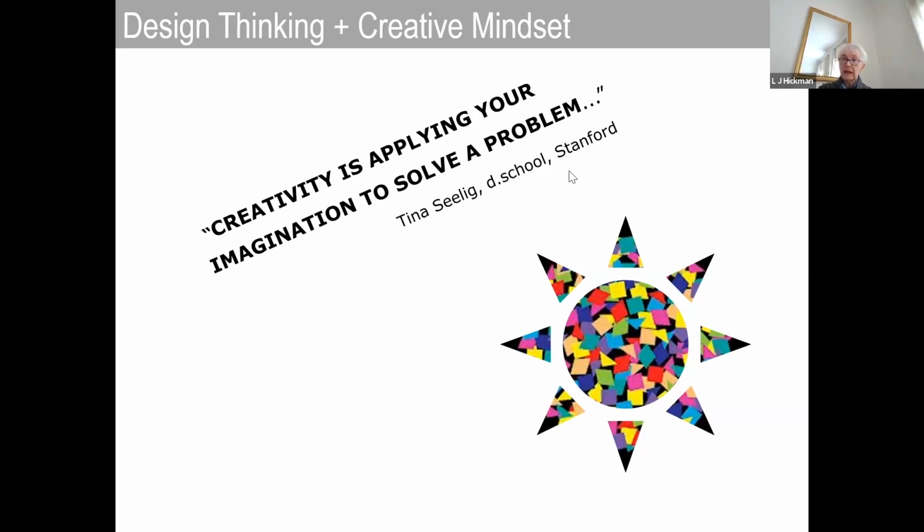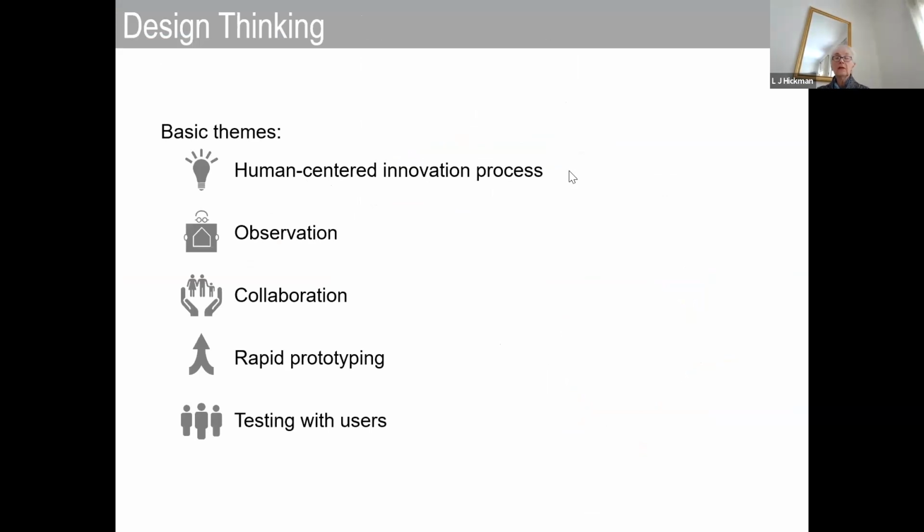So when we look at the basic themes, we see that it's a human-centered innovation process. Observation is very much needed, and we could call that perspectives and multiple perspectives. Collaboration, rapid prototyping, testing with users. Now, you might know the 5 steps that are often quoted for this. And really, when you think about it, empathy, defining, ideating, prototyping, testing, those are all the themes. And yes, entrepreneurs need to do all of those, but sometimes they're very skimpy on the first one. And that's the human-centered innovation process.